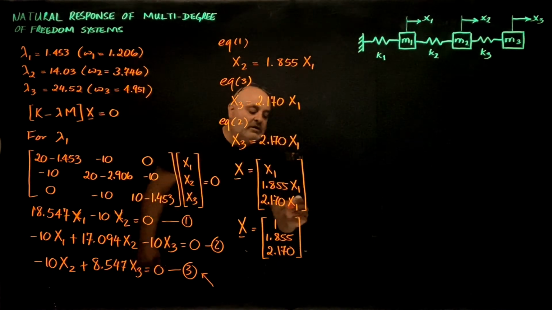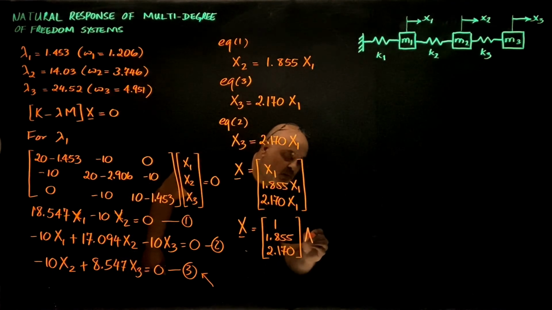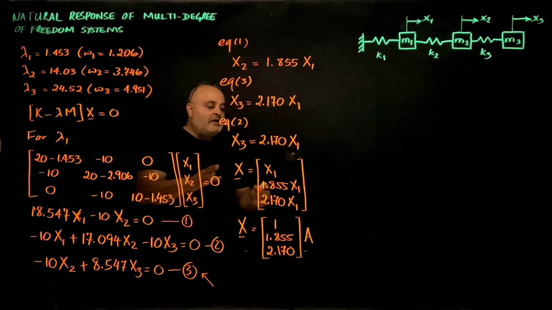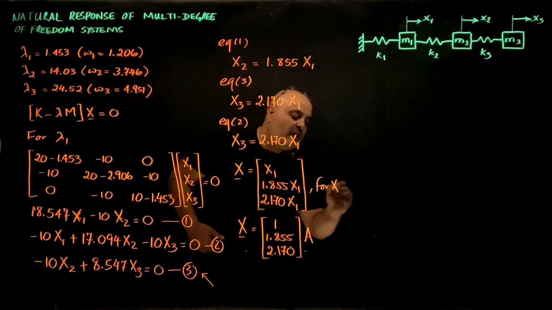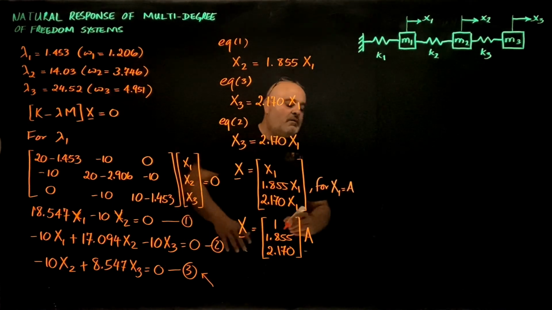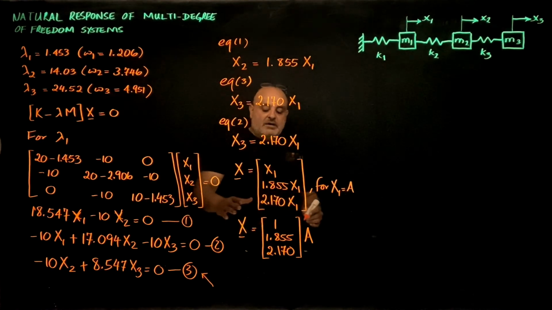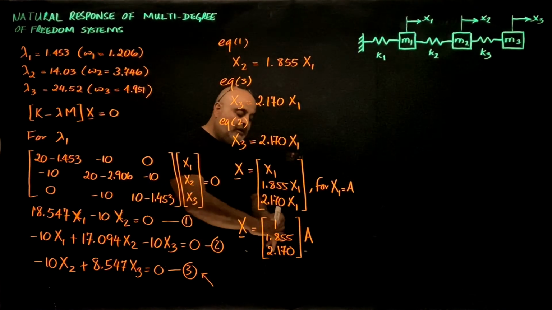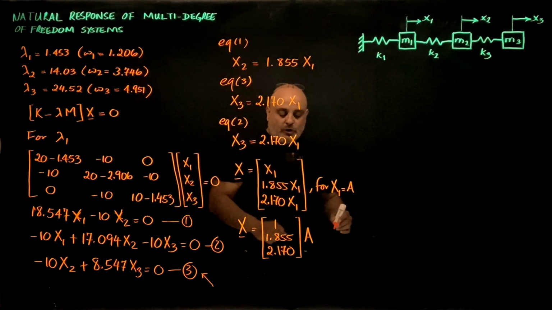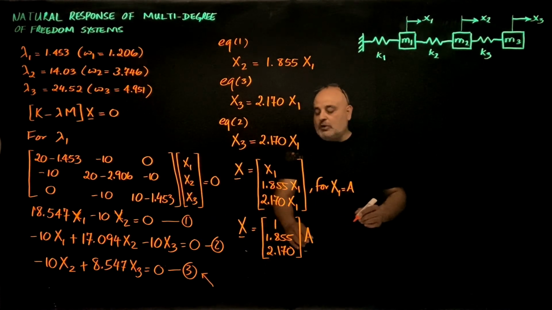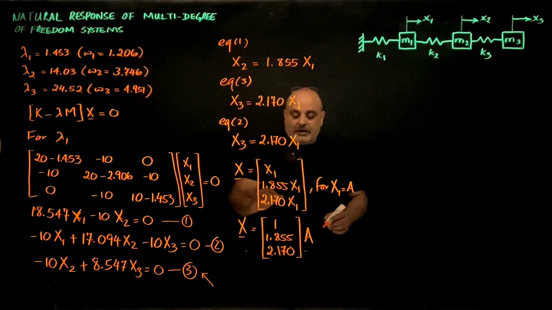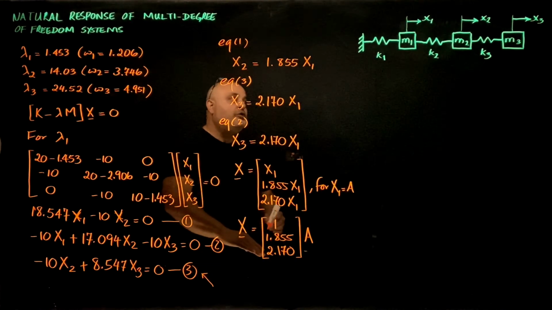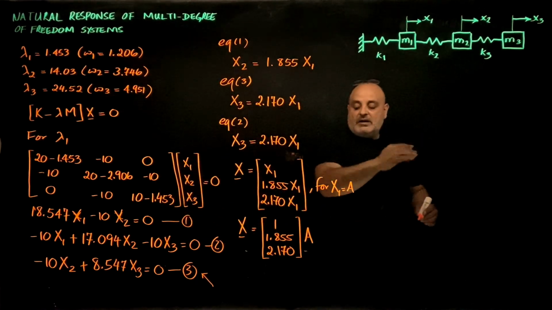And instead of x1, I will call this a. For any value of x1, for an arbitrary value of a, the solution is going to be a, 1.855a and 2.170a. Now, these are the three amplitudes of motion of the three masses.